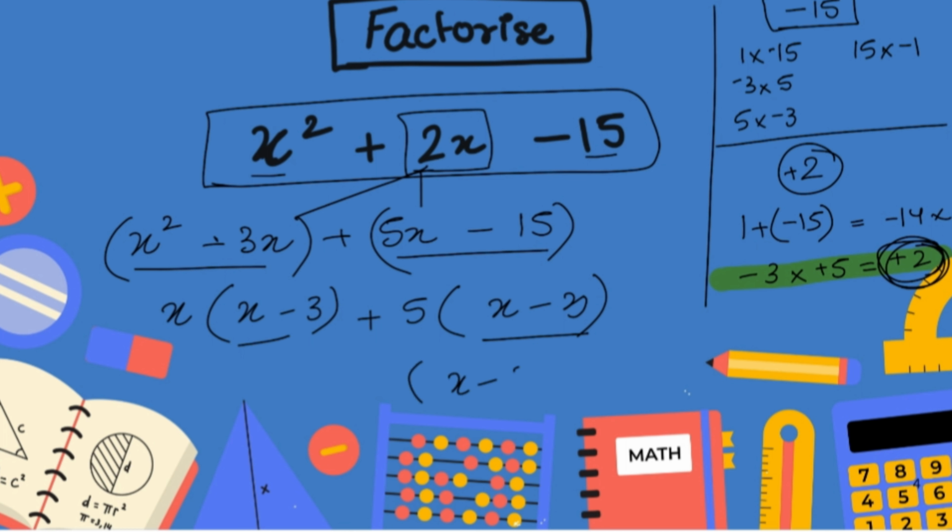So we write x minus 3 as common, and in another bracket we are going to write what is left outside of the bracket. So here we got our answer. This is my answer, that is x plus 5 bracket x minus 3. So this is how we have to solve the quadratic equation.